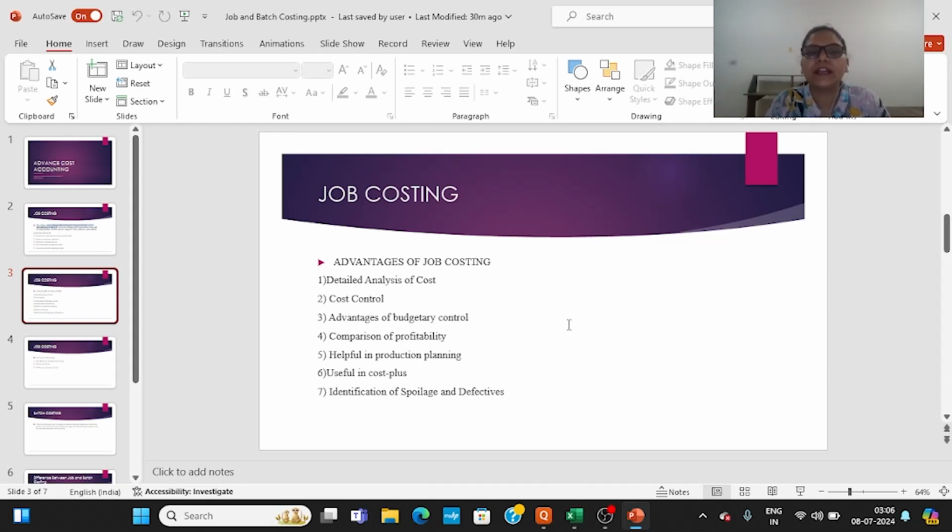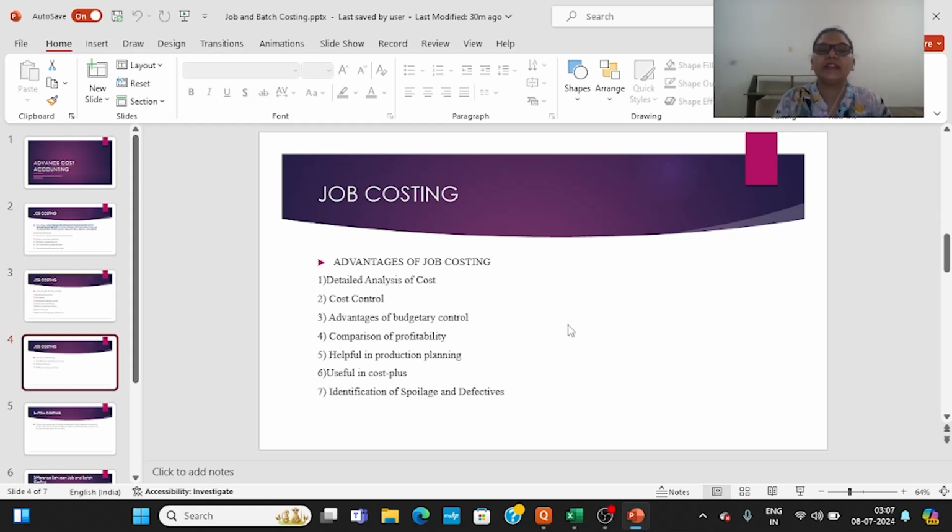So, here are certain advantages of job costing. Let me brief you up. There could be detailed analysis of cost, cost control, advantages of budgetary control, comparison of profitability, helpful in production planning, useful in cost plus, identification of spoilage and defectives.